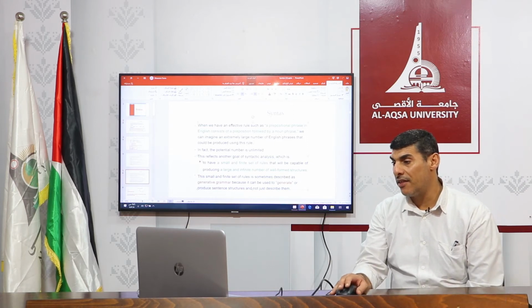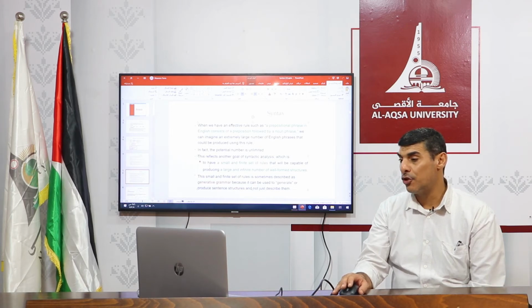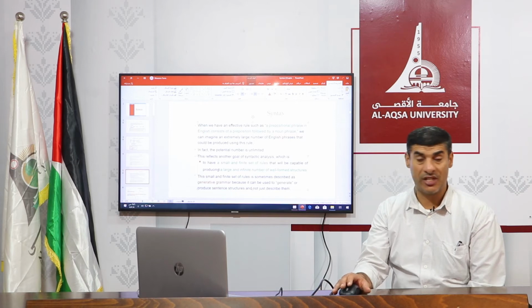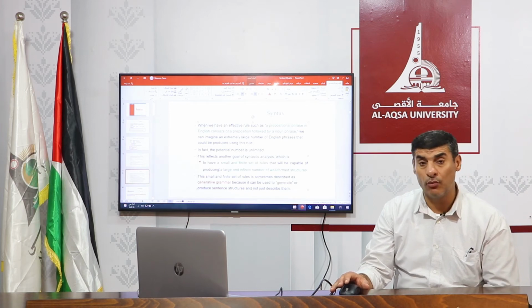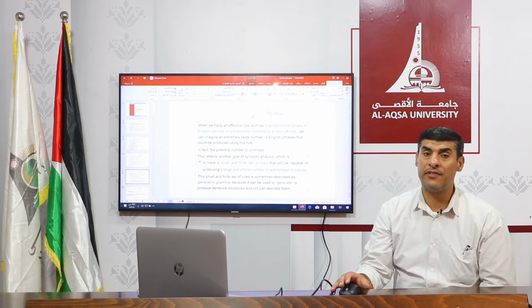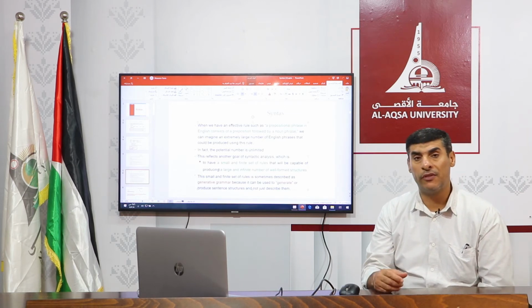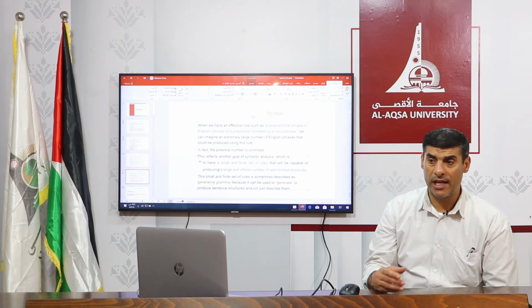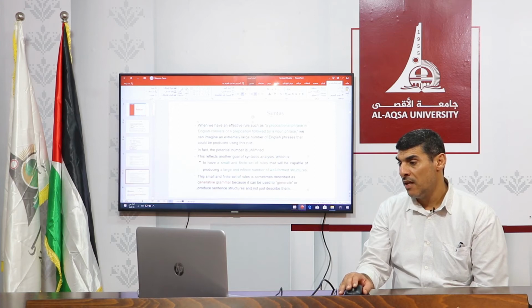This reflects another goal of syntactic analysis, which is, number one, to have a small and finite set of rules that will be capable of producing a large and infinite number of well-formed structures. And this reminds us of the very important feature of language, which is productivity and creativity. So out of a limited number of elements, we can produce an unlimited number of structures or phrases.